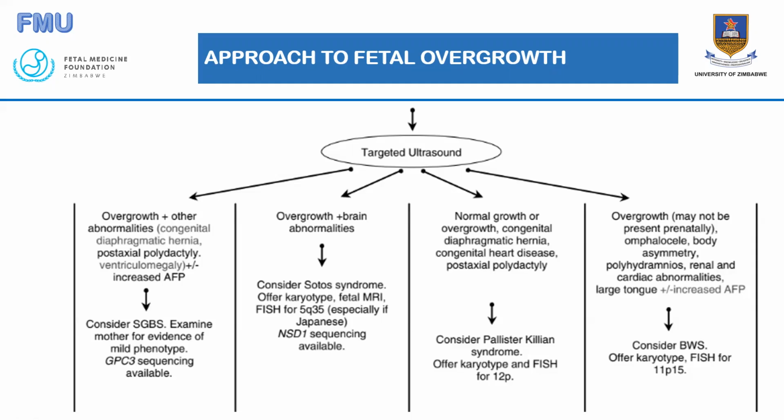So amongst the congenital abnormalities, you have a diaphragmatic hernia, post-axial polydactyly, and ventriculomegaly. If alpha fetoprotein is done, you have an increased alpha fetoprotein, if it was done in the second trimester as a screening. In that case, you should consider a syndrome called Simpson-Golabi-Behmel syndrome. The mother should be examined for evidence of a mild phenotype, if she shows any evidence of being a hugely built person.